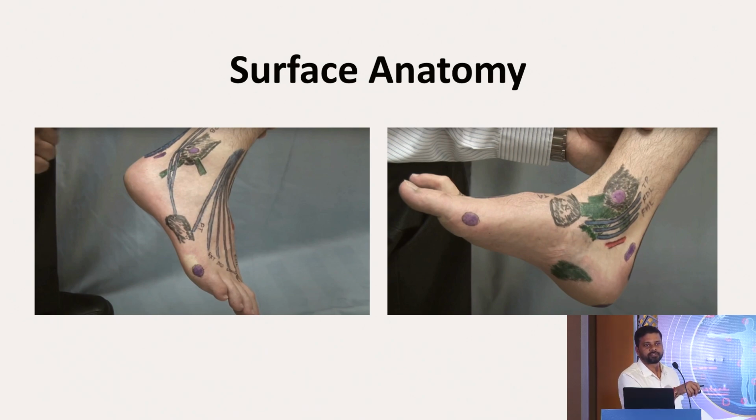flexor digitorum longus, and posterior to that the FHL. The next tendon which is usually involved in tenosynovitis is the FHL, but compared to the tibialis posterior, the frequency is less. Posterior to that, just palpate for the tibial artery, and laterally there is again the tendoachilles.